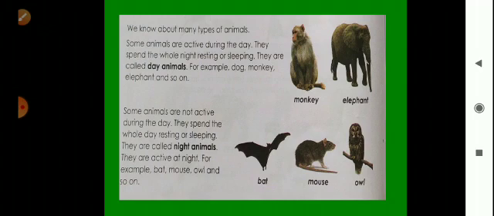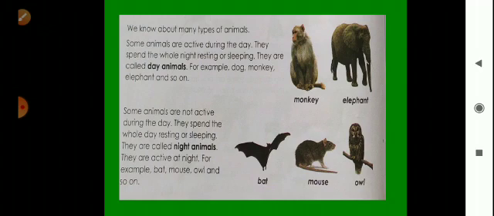They do work during the day. They are active during the day. They work during the day, and they spend their whole night resting. These are day animals, which means they are active during the day.